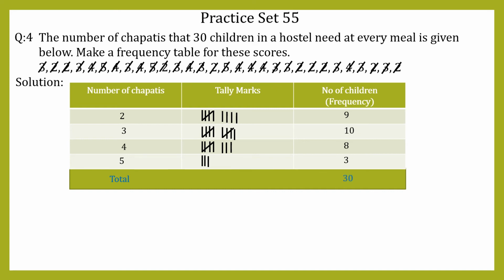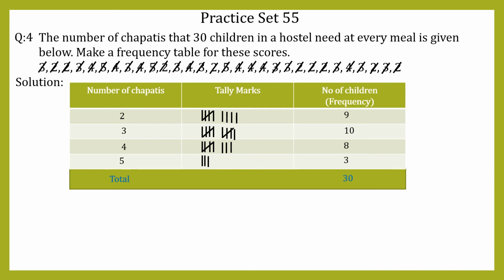Next, frequency for 4, we can see one group of 5 tally marks and then 3 more. So 5 plus 3 will be 8. So frequency is 8, means there are 8 children who eat 4 chapatis at every meal. For 5, we have 3 tally marks, so frequency will be 3.